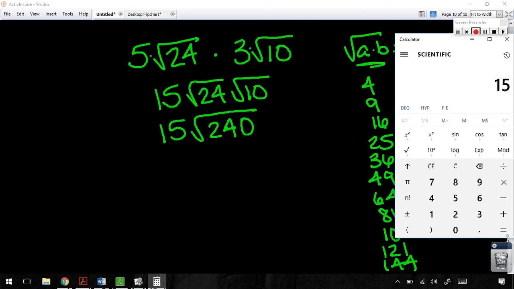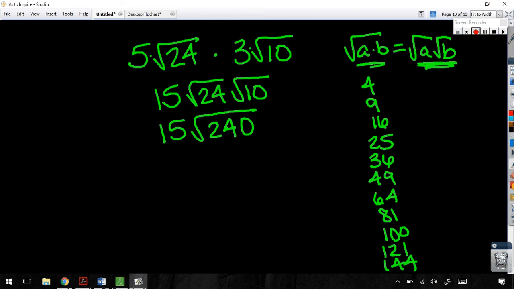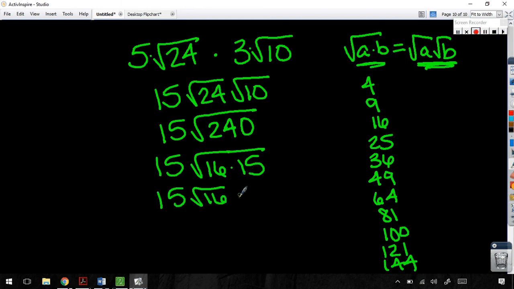That's right. Exactly. It was 16 the first time. 16 times what? 15. So you got 15 and 4 and 15. So now I got 15 times the square root of 16 times the square root of 15.